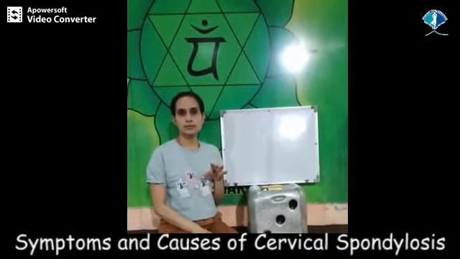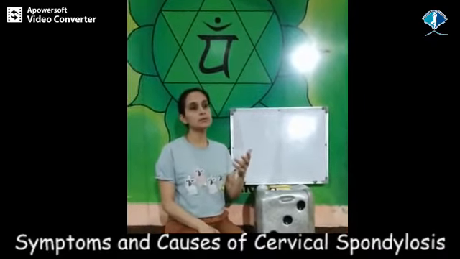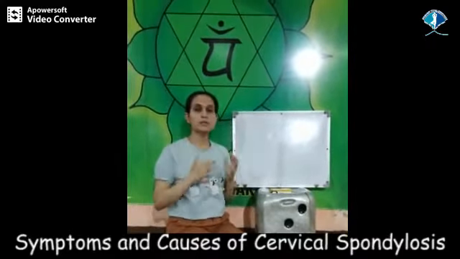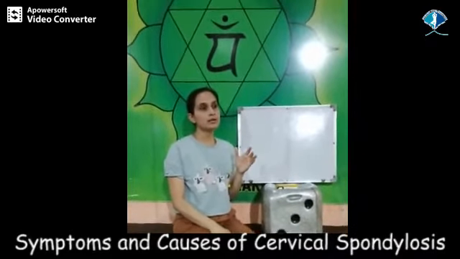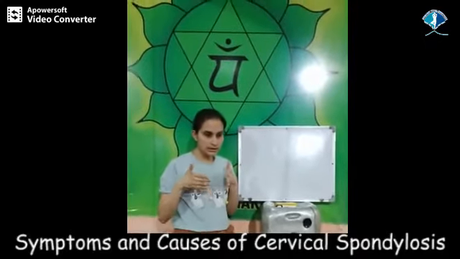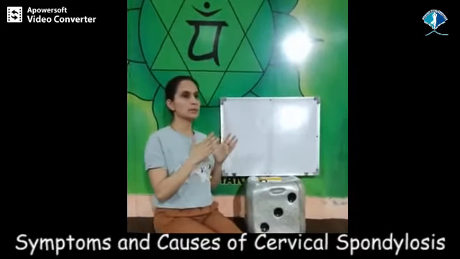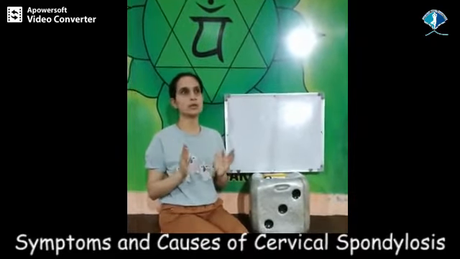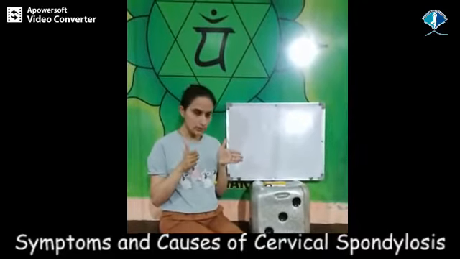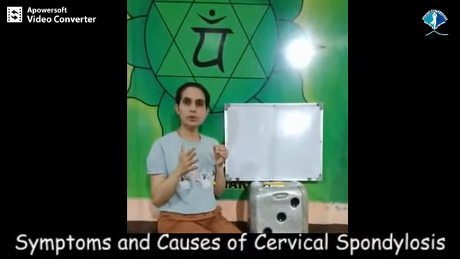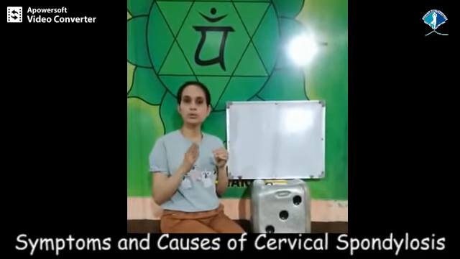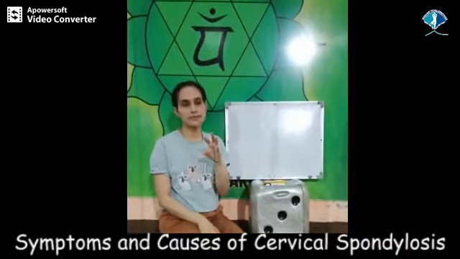What other symptoms could there be? Severe headaches, especially at the back of the head, sometimes in the forehead also, and sometimes difficulty in movement. What type of movement? Sometimes turning the head left, sometimes right, sometimes turning the head backward, sometimes bending forward. If we are facing problems in these small movements, it could be due to cervical spondylosis. So these are the symptoms of cervical spondylosis.